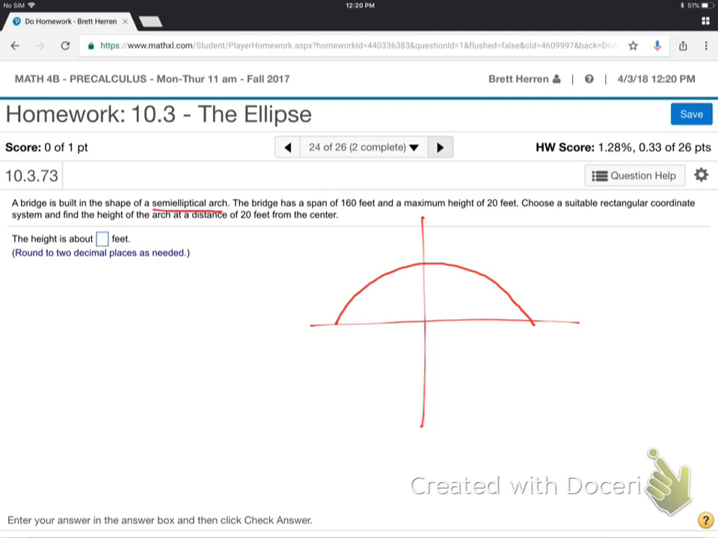All right, so semi-elliptical. As soon as I write that right there, let's start with my equation. You always need the equation. The equation is going to be x squared over a squared plus y squared over b squared equals 1. Good so far?